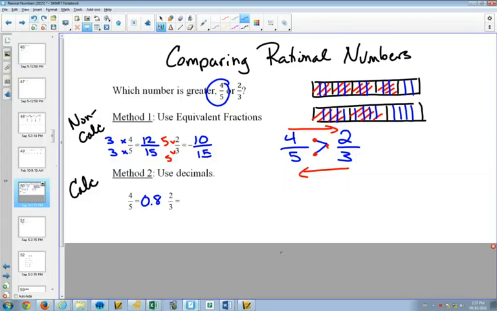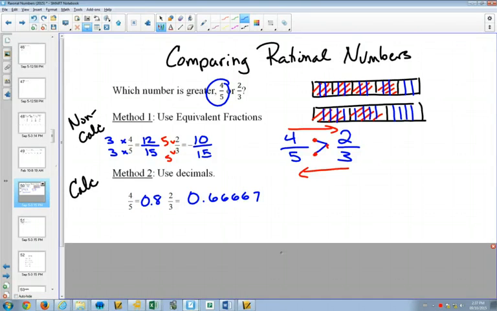If you do 4 divided by 5, you'll get 0.8. And if you go to your calculator and do 2 divided by 3, you get 0.666, and it would keep on going. Eventually, I guess you could round it to a 7, or it'd be 0.6 repeated.